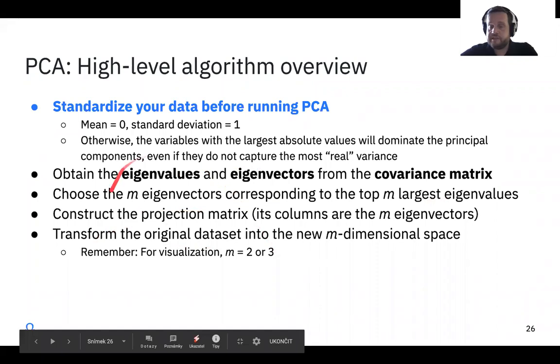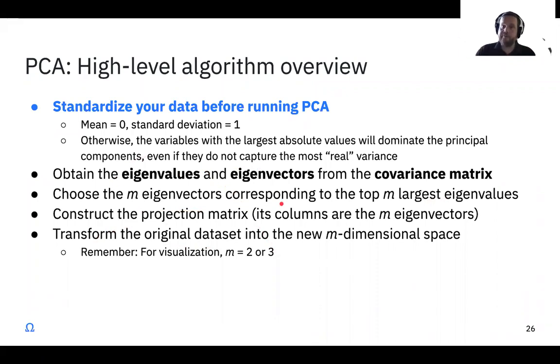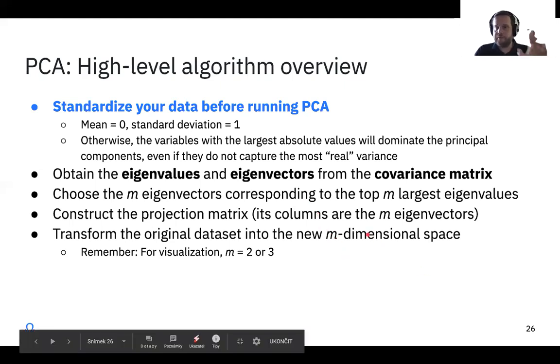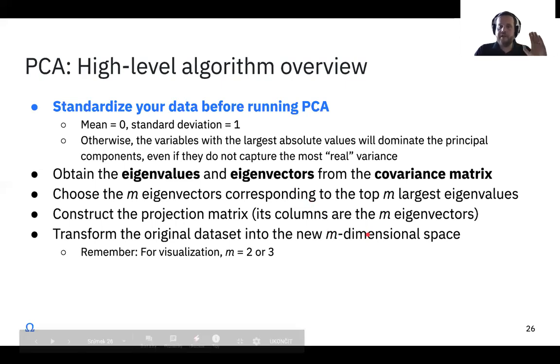This is an extra slide for those of you who have worked with covariance matrices before, and who have had algebra in your curriculum. But you don't have to worry about this too much. If you're using PCA as a black box, then all of you have to remember this first point, definitely. The others are for those who want a bit of an in-depth view.